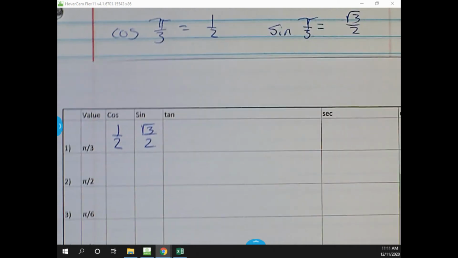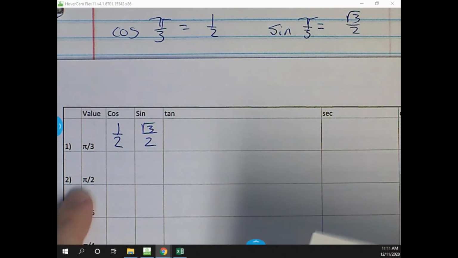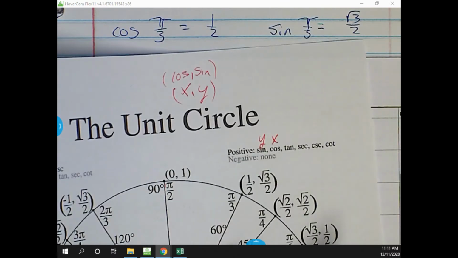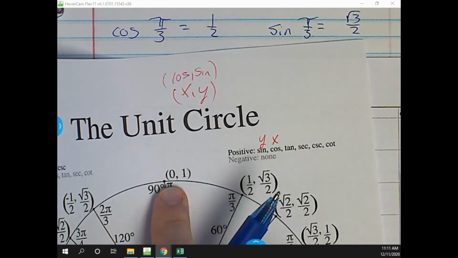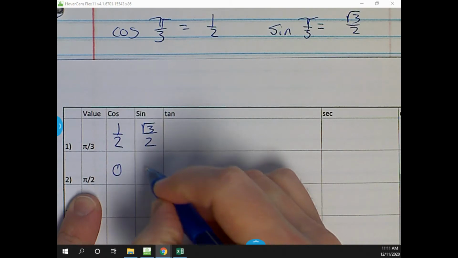And most people go, so is that all we're going to do for cosine and sine? Yes, for cosine and sine, that is all you have to do. You're going to look on the unit circle and tell me, all right, what number is that on the unit circle? So when we go to pi over 2, same thing. If we have to find the cosine of pi over 2, that's going to be the first number, so that's 0. And the 1 is the second number. So we're going to put 0 for cosine, and we're going to put 1 for sine.